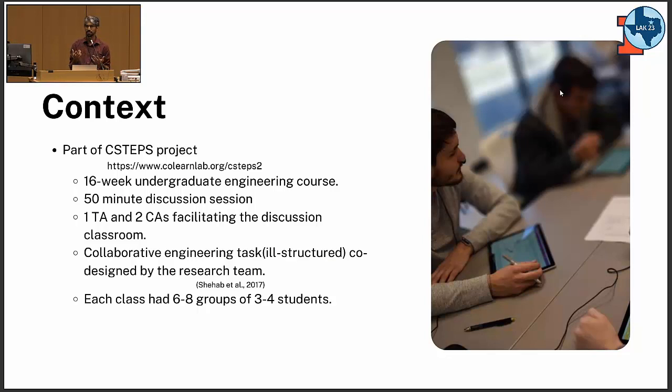TAs are teaching assistants, basically grad students who come into the course. They give a brief introduction on what's going to happen, and then they are involved in facilitating collaboration, making sure the students make progress. CAs are course assistants. They're basically undergrads who've taken this course before, excelled in it, and so they're asked to help the TAs out.